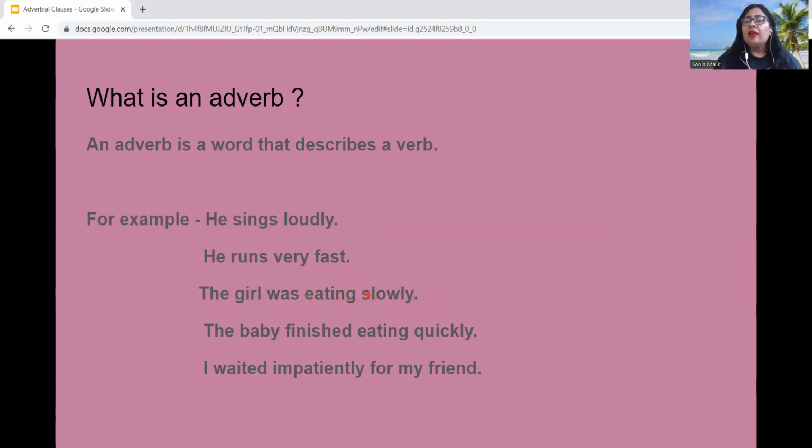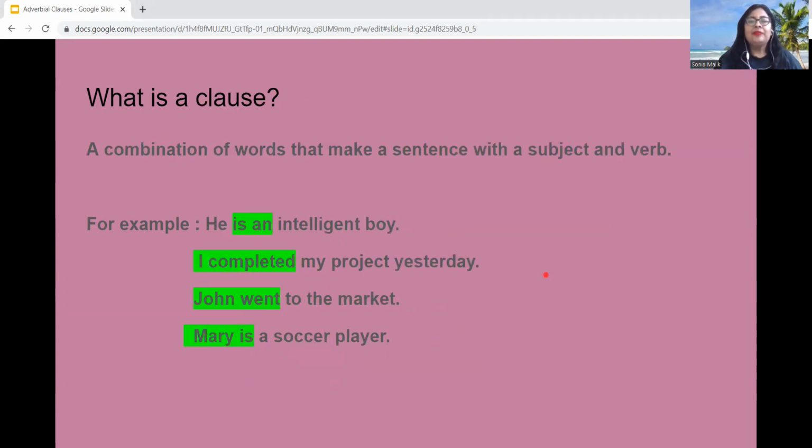The verb is eating. How is she eating? Slowly. The baby finished eating quickly. How is she eating? Quickly. I waited impatiently for my friend. Waited is the verb. How I waited? Impatiently. I hope adverb is clear.